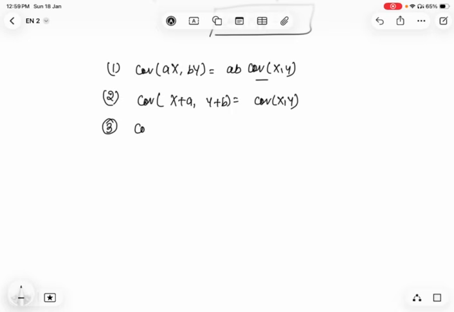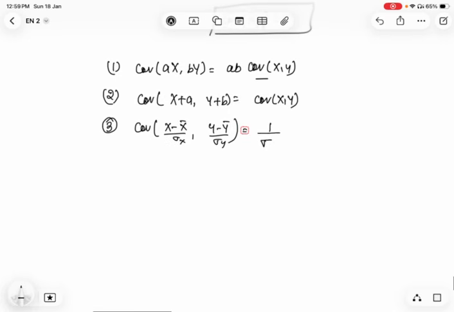Third point, covariance of (x minus x bar) by sigma x, and (y minus y bar) by sigma y. What is this? This is the normalization point. We normalize the data by subtracting the mean and dividing by the standard deviation. By this, all the data come in a specific range. And this is equal to covariance of xy divided by sigma x sigma y, because the standard deviation is a constant, and x bar and y bar are also constants, since the means of both x and y are constant.